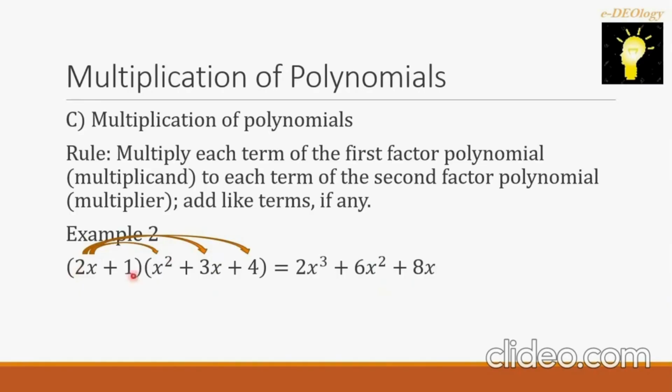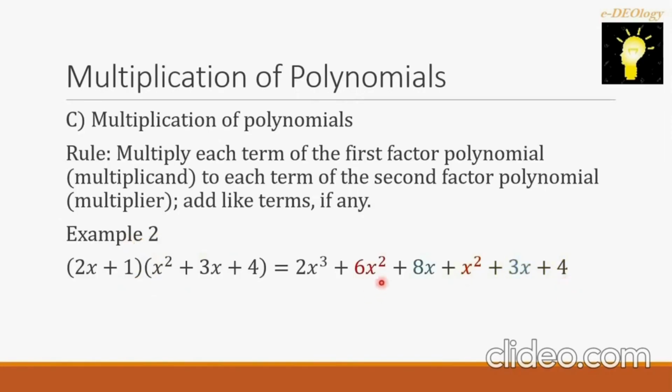The next is this one here, we will multiply also to all the terms of the other group. So 1 times x squared, we will get x squared. 1 times the positive 3x, here is positive 3x, and 1 times the positive 4, we will get here plus 4. And then we will observe for some like terms.